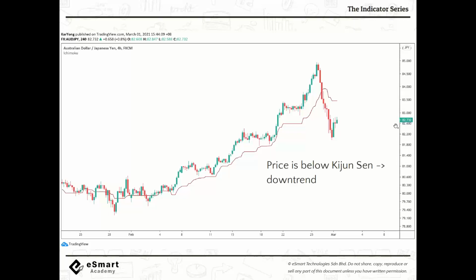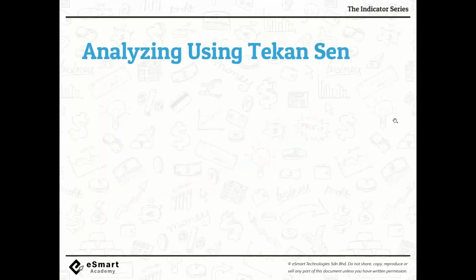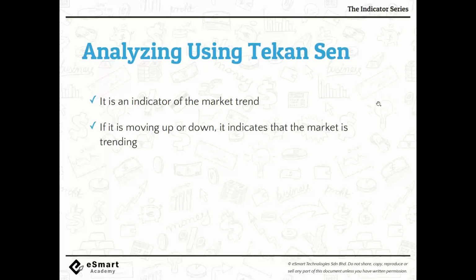So you have the support resistance, you have the directional bias indicator. Okay, next up here is the Tenkan-sen. Tenkan-sen here is basically an indicator to tell you the market trend. So it's not really just the direction, but this is telling you whether the market is in a trending environment or is it going to be a ranging environment.